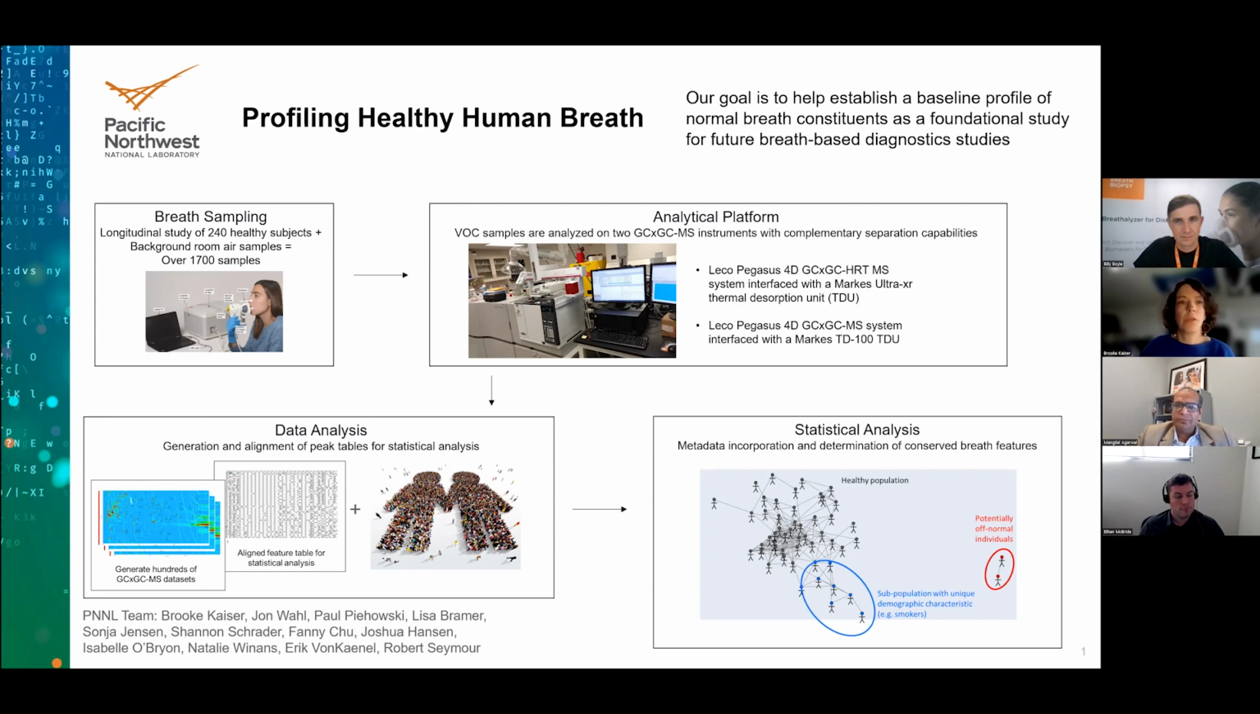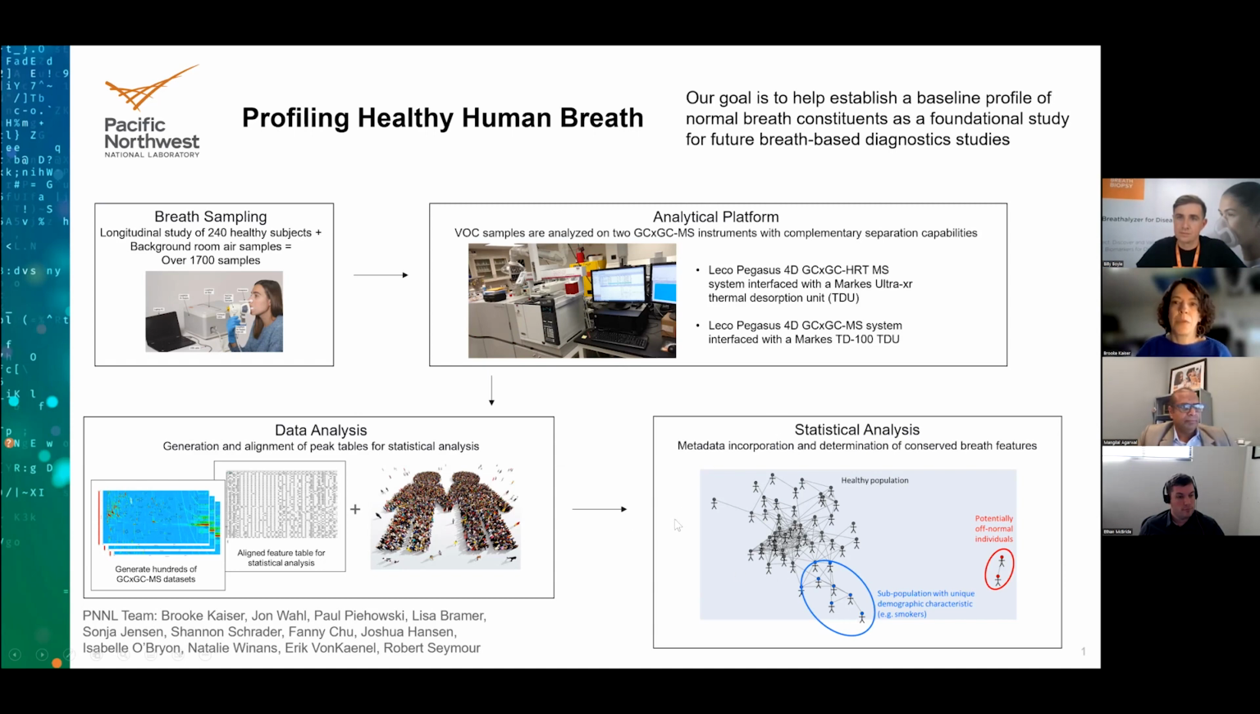So this just talks you through a little bit about what we're doing. We have a pretty big cohort of individuals that we've used for breath sampling. We analyze those samples on a two-dimensional GCMS instrument, and you can see the names of the instruments there. We use two instruments for complementary separation, to try to get the most diversity of those VOCs that we can. Then you can pop down to the data analysis part, where we generate hundreds of data sets. We align those and start to look at the information about those cohorts in order to figure out, instead of what's different about individuals, what are those things that we all have in common?